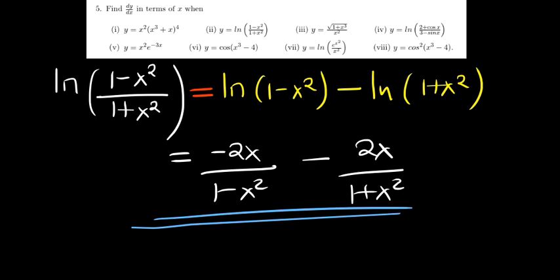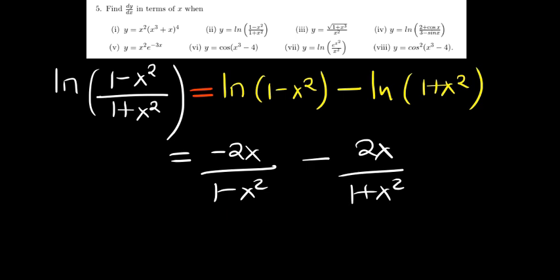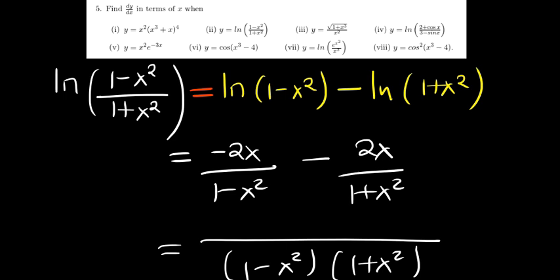Now, of course, if you want, you can simplify this beyond this point. Come up with a common denominator, if you want to find the same answer that you find if you go the other way. So (1 minus x squared)(1 plus x squared), that's the common denominator. After I divide by that, what remains is the other part. So it's negative 2x multiplied by (1 plus x squared), and then minus 2x on top multiplying by (1 minus x squared).